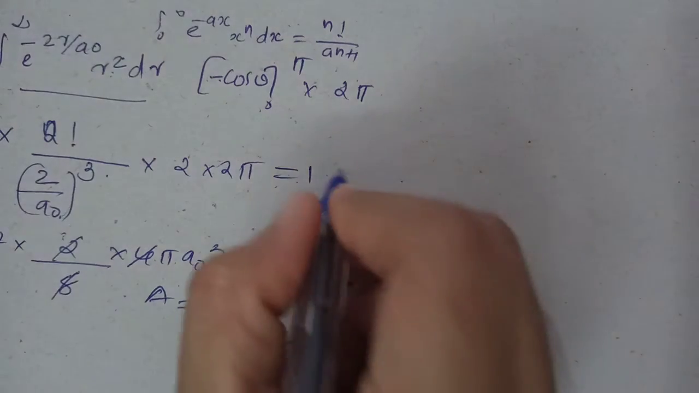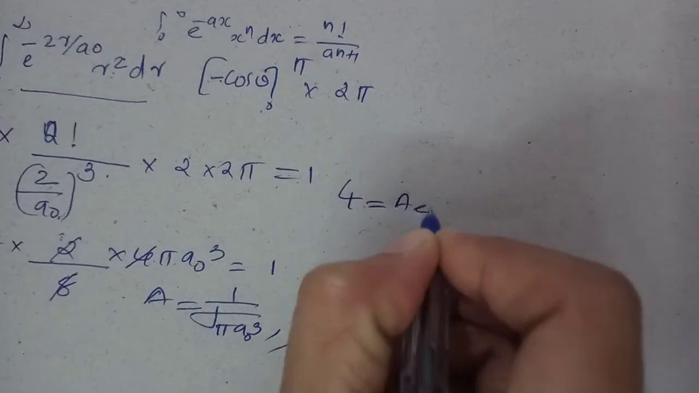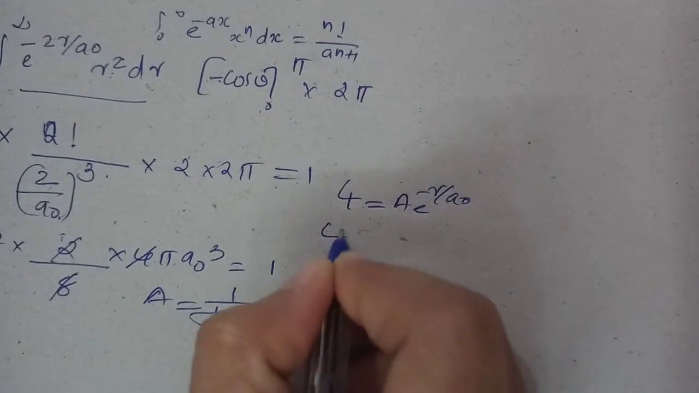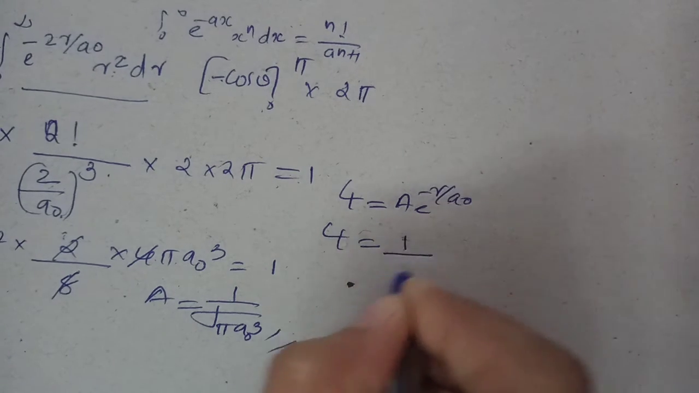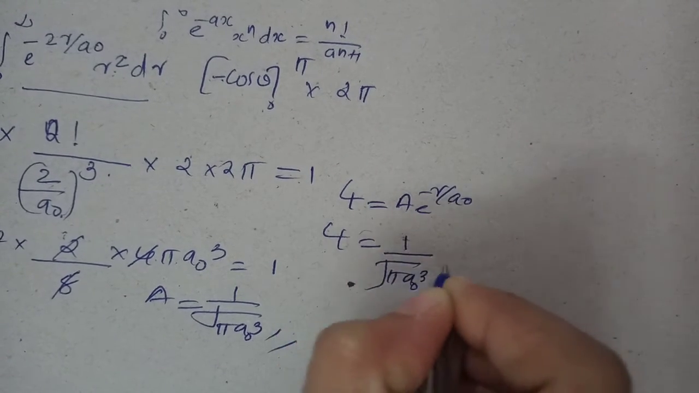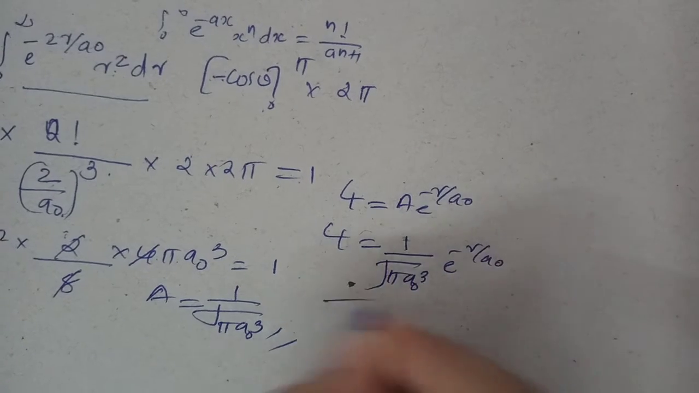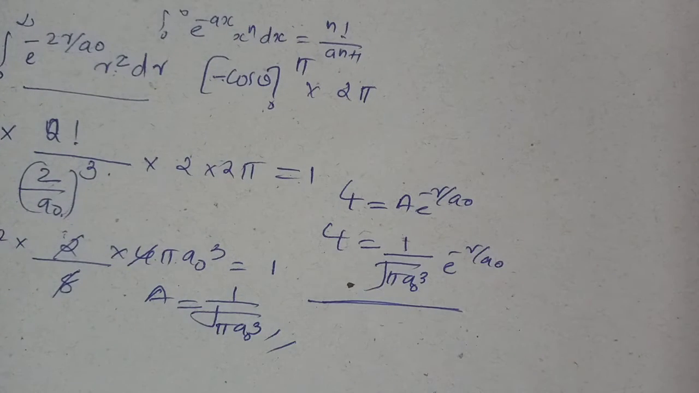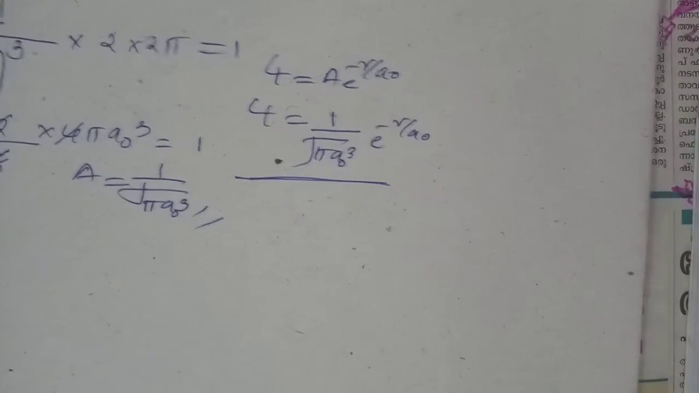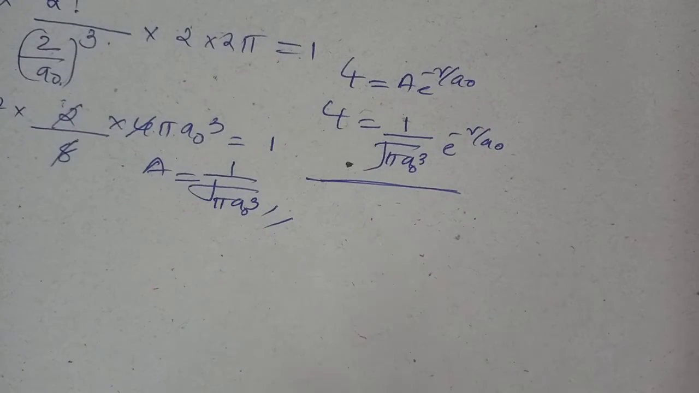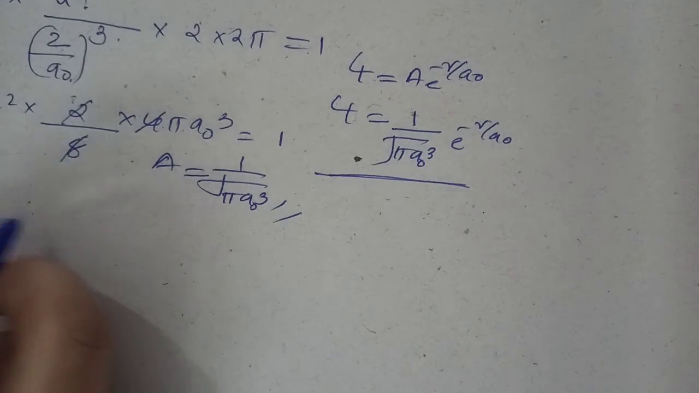So we get the wave function psi is equal to a raised to minus r by a naught. The normalized wave function for the hydrogen atom is 1 by under root pi a naught cube, e raised to minus r by a naught. Okay, so this is all about the normalization. Next we are going to discuss probability.